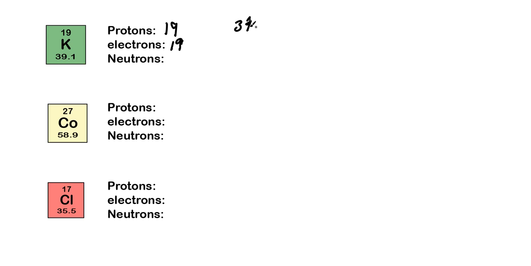So we're going to take 39 minus 19 equals, we've got 20. So we've got 20 neutrons. My pen is not behaving itself. That is an absolutely ugly 20. Okay, so 19 protons, 19 electrons, 20 neutrons.